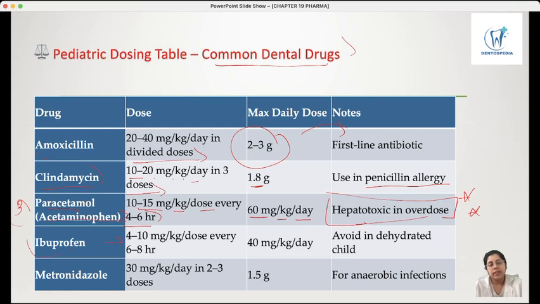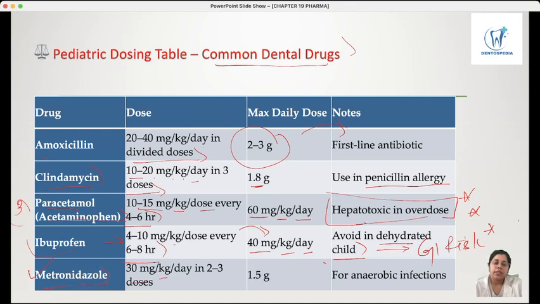Ibuprofen, 4 to 10 mg per kg per dose every 6 to 8 hours, and maximum you can give 40 mg per kg per day. Avoid in a dehydrated child because it can also cause a GI risk. This is one of the most potent risks for ibuprofen.